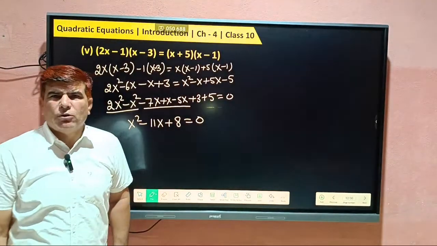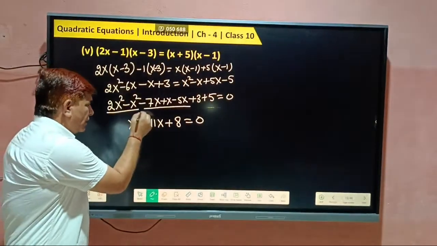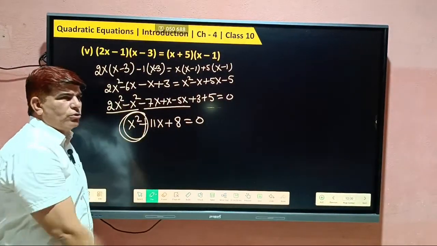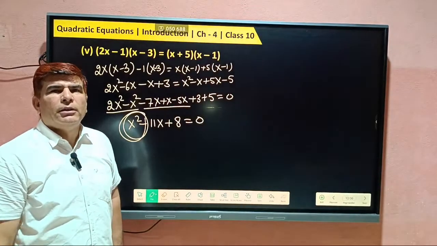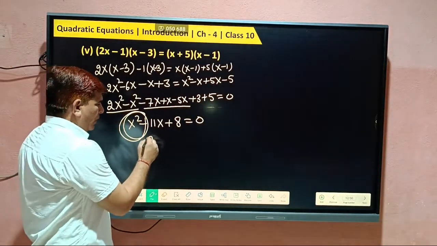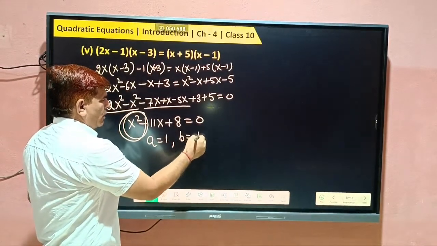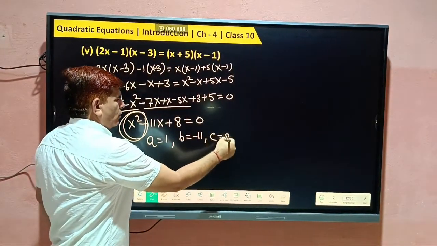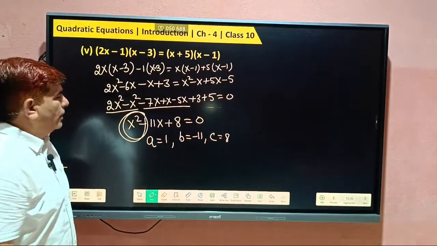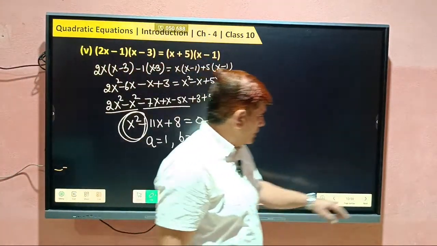What's the highest power of the variable? Again, the highest power of the variable is 2. So what is that? Quadratic equation. If you compare with the standard form, a equal to 1, b equal to minus 1, and c equal to 8. Easily able to solve this.